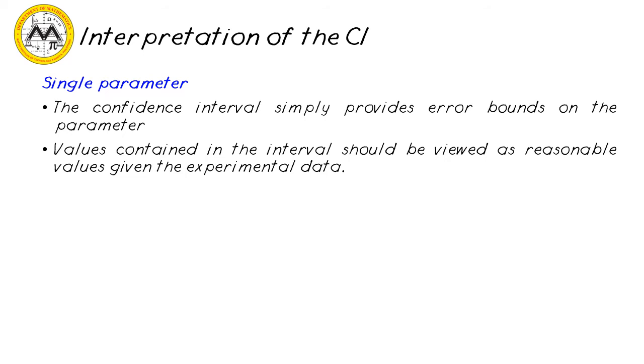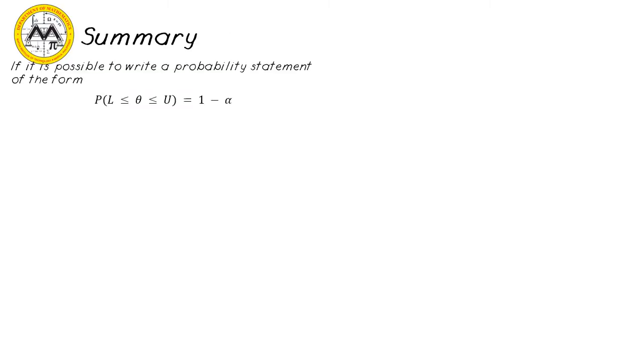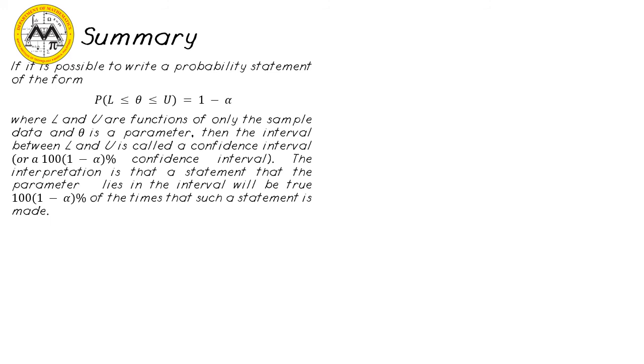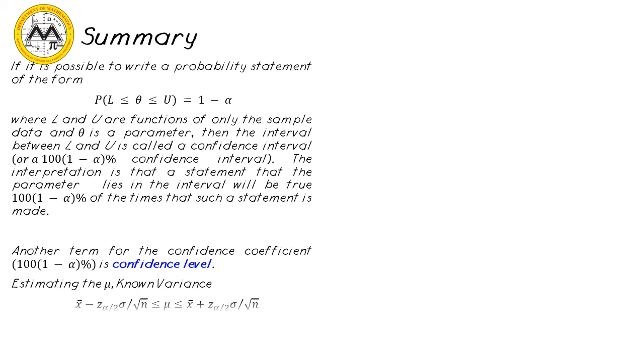For the interpretation of a confidence interval, the confidence interval simply provides error bounds on the parameter. What would be the lowest possible and highest possible value of the parameter? The values contained in the interval should be viewed as reasonable values given the experimental data. So how do you expect your true proportions, your true means, and your true variances to be? The probability that your estimator falls between the lower limit and the upper limit is your 1 minus alpha confidence. That is your confidence level.